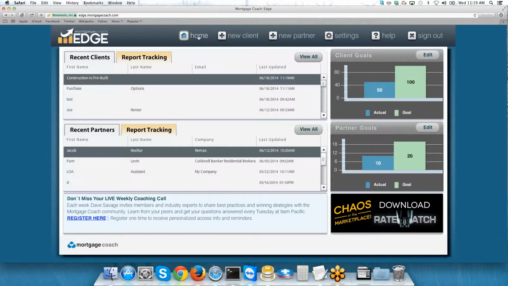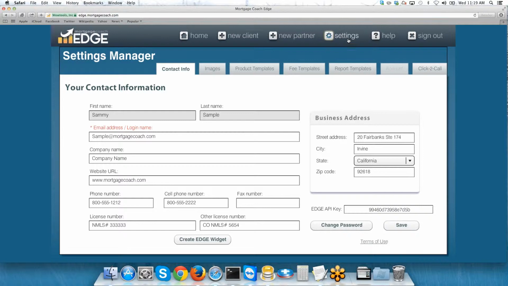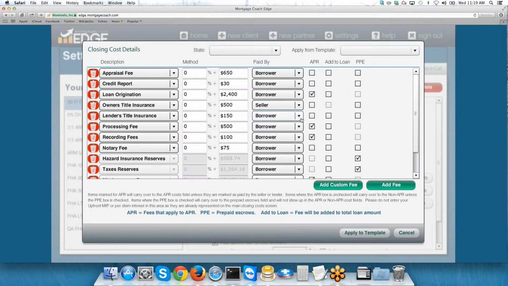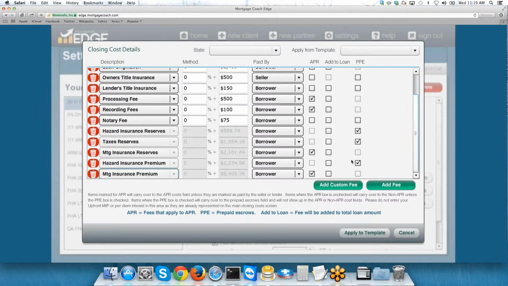I do want to point out one thing before we wrap our call today, and that's we saw briefly what those reserves fields do, but they're also in your settings. So if you want to actually modify your product templates, you can include reserves on your product templates now. So as you can see, I've got an FHA 3.5% down product. There's my down payment. I've got prepaid interest days that come along with it. And when I go into my closing cost details, you can see that I've got just the standard ones that I would normally use, but check this out.